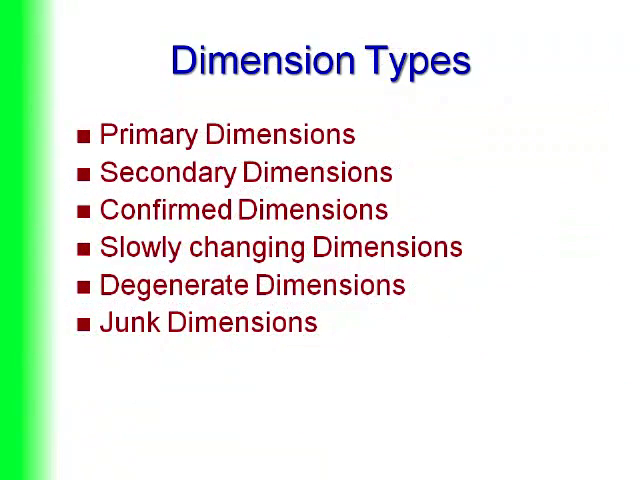What are the different dimension types? There are various dimension types. Depending on the requirements of the business process, we need to identify the type of each dimension. The different dimension types are primary dimensions, secondary dimensions, conformed dimensions, slowly changing dimensions, degenerate dimensions, and junk dimensions. We now discuss each dimension type in detail.